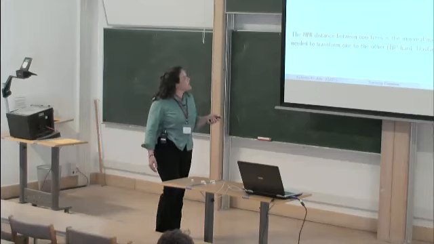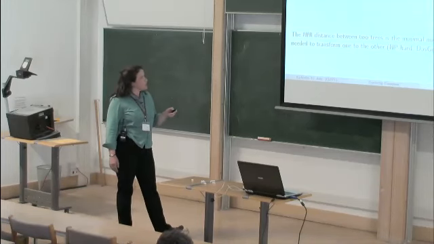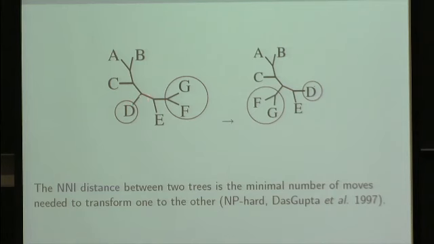So what is NNI distance? Let's start with an NNI move. In an NNI move, you identify an edge. In this case, I chose the red edge between A, B, C, D, and E, F, G. When you remove this edge, you split your tree into 4 subtrees.